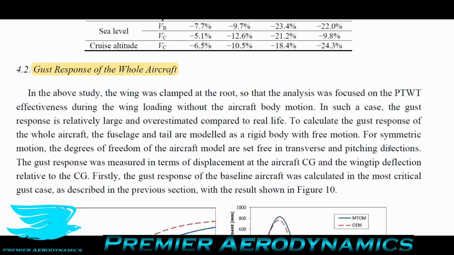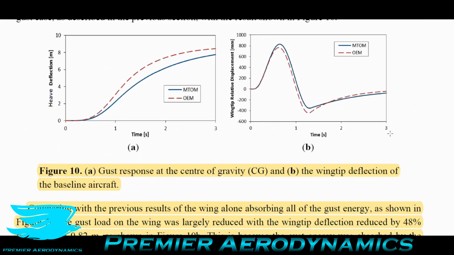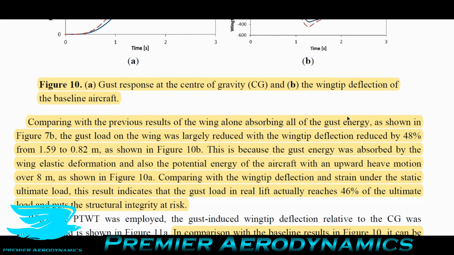So that makes sense. Now, they move on to the gust response of the entire aircraft, not just the wing. And this is important. So they have the gust response of the center of gravity and the wingtip deflection of the baseline aircraft without this wingtip. And what they find is that the wingtip displacement is quite large. It goes up to 80 centimeters, so 800 millimeters, and then it shoots down. So there's like this overshoot when it recovers when you see a gust. So what happens with the gust is this wingtip massively heaves, and then it dives down, and then it comes back to zero.